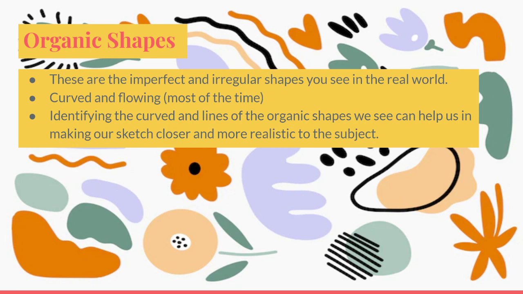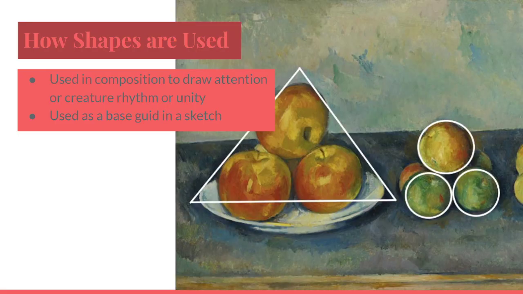Identifying these curves and lines of organic shapes can help us better sketch out and mark out how things look in an image. So it's just about identifying curves and lines and things. Now, how shapes are used: we use shapes in composition and also in form.